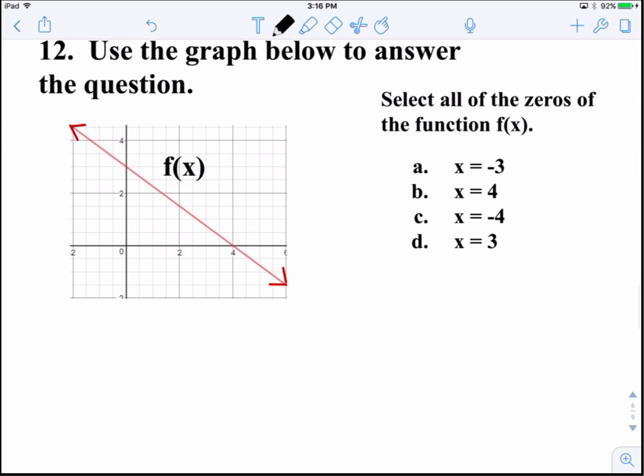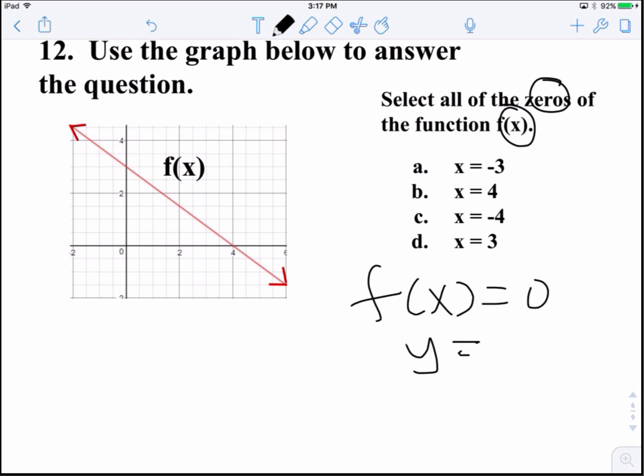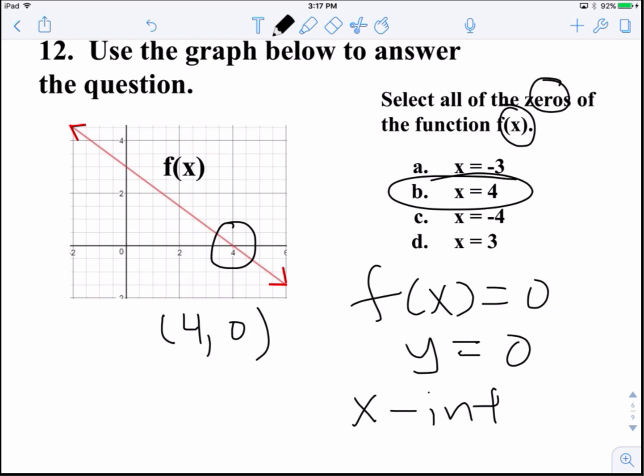Okay. Number 12. Use the graph below to answer the question. Select all of the zeros of the function f of x. So when we say the zero of f of x, this is when f of x is equal to 0, or when y equals 0. So it's the same thing as looking for the x-intercept. Okay, so this point here is our x-intercept, so it will be (4, 0), or when x is 4.